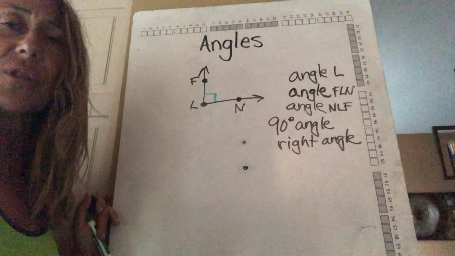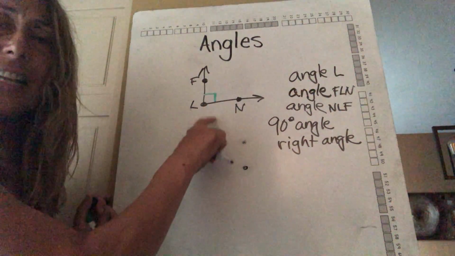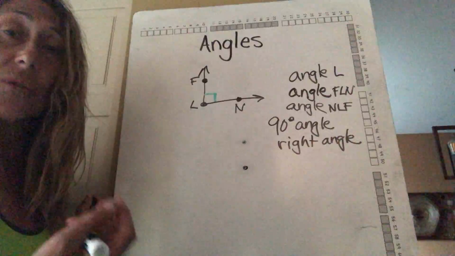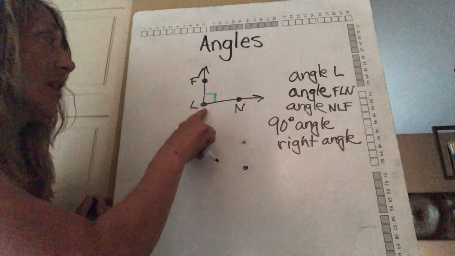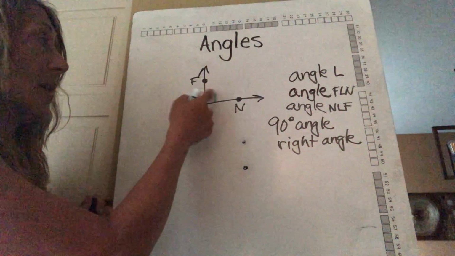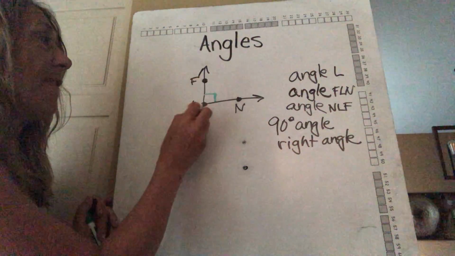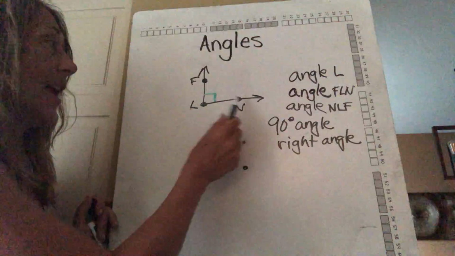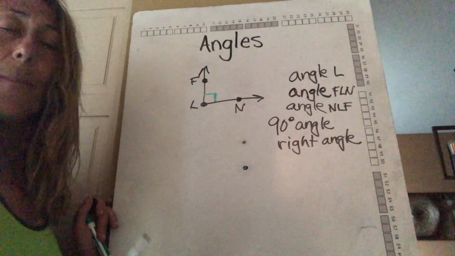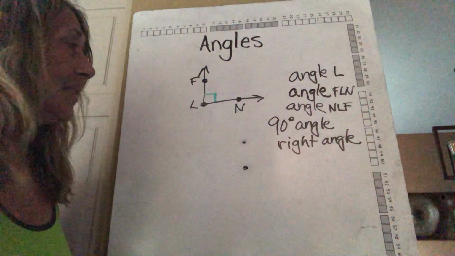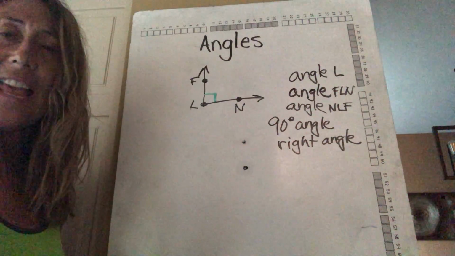And if I put 4 of these together, that's a whole circle. That's a quarter of a circle. 90, 180, 270, 360 degrees. So we have this with the little box here. It's called angle L, angle FLN, angle NLF. By the degrees, it's 90 degrees and also a right angle.